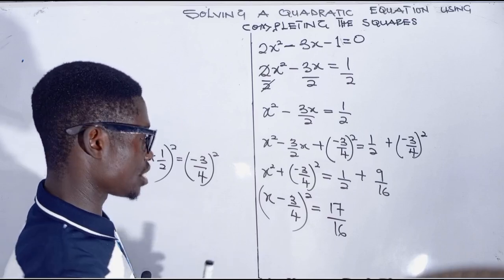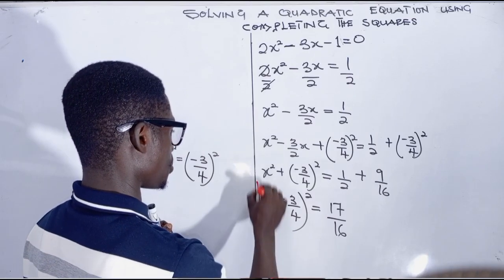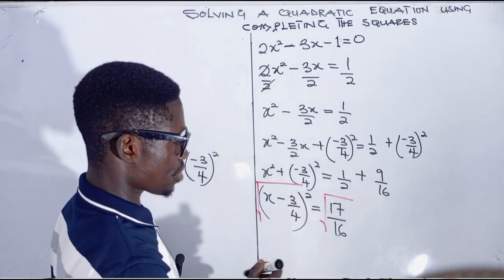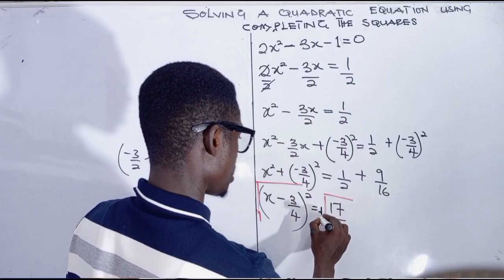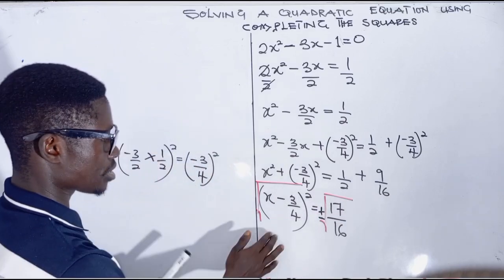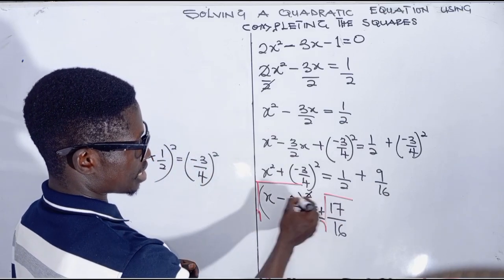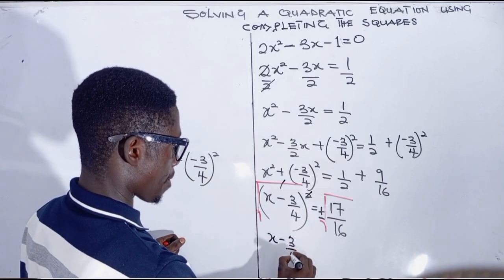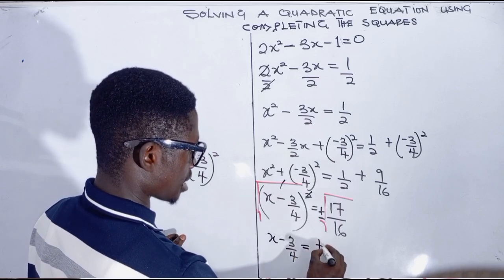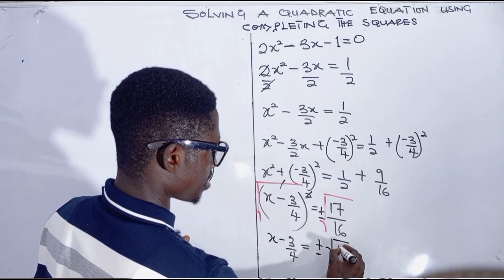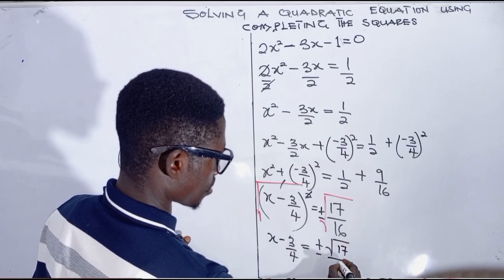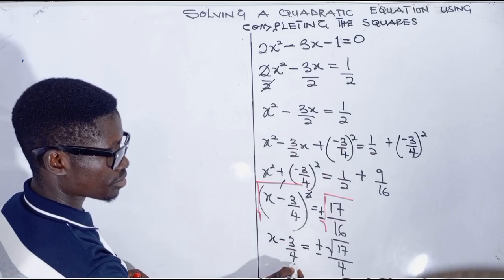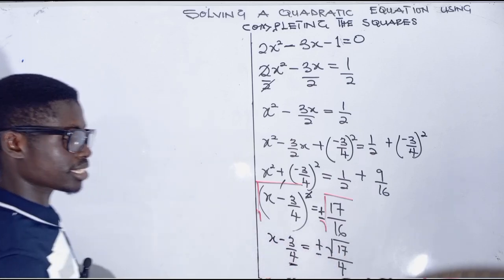Now we want to do away with this square. So we have to take the square root on both sides of the equation. So we have this, and the moment you take the square root, we are going to have plus or minus this. Now once you have this, we can see that this squared will cancel the radical sign. We are left with x -3 all over 4 is equal to plus or minus root of 17 all over 4. So we want to find the value for x, so we have to carry the whole of this to the right hand side of the equation.